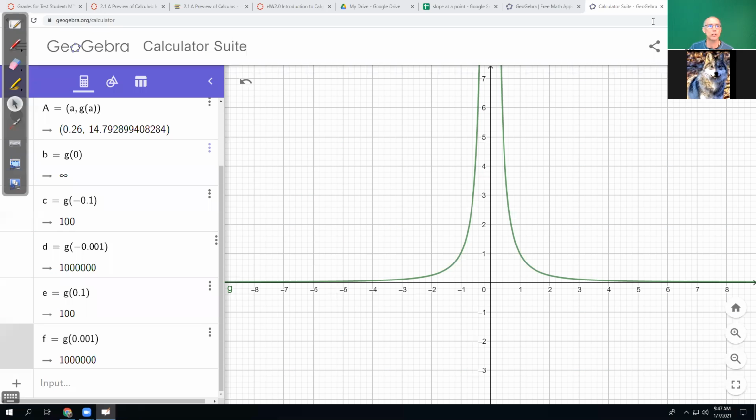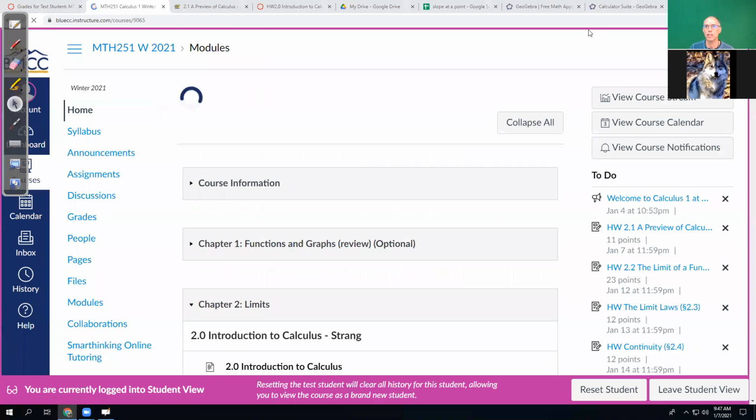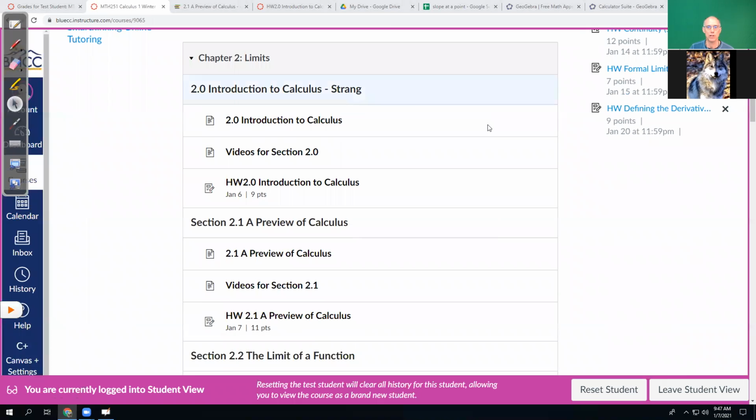All right, homework time. I'm going to pick an interesting problem from the homework. Oh, I got another chat. Why does the chat keep disappearing? Oh, I was in student view. There's the chat.